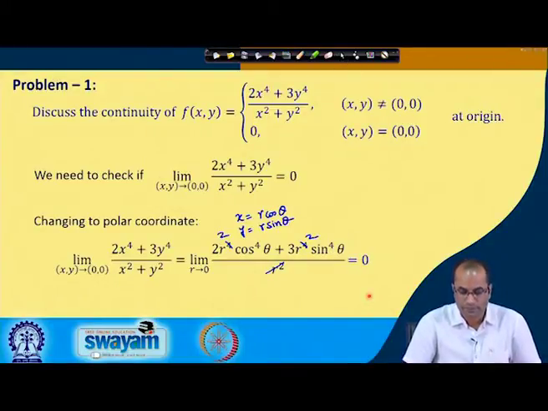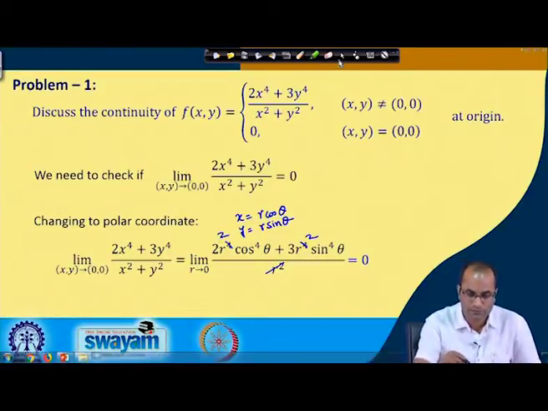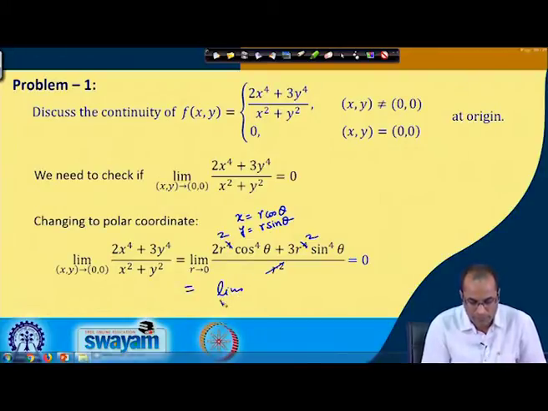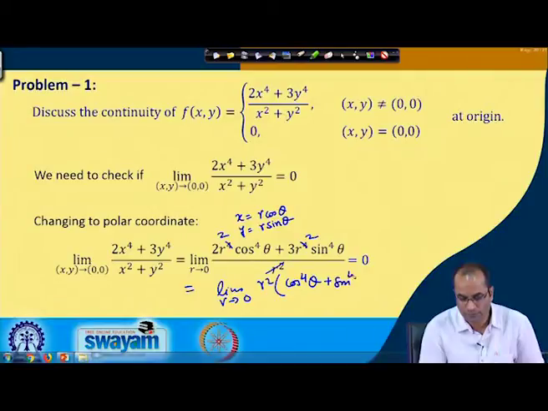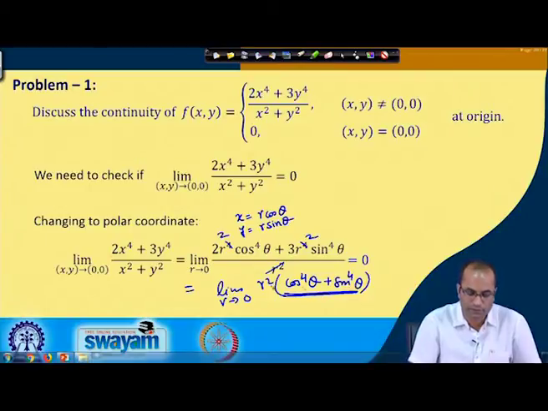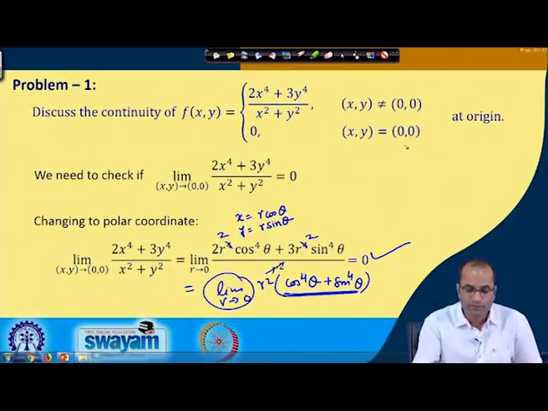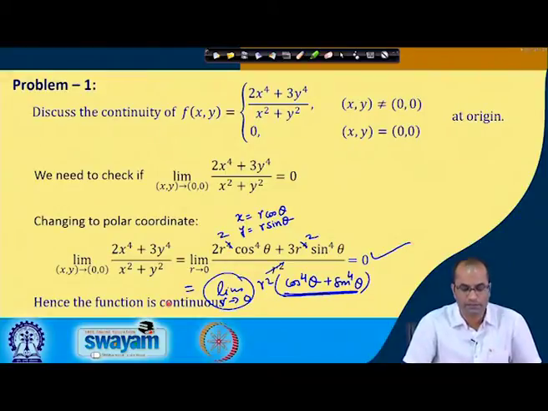So, this will become the limit as r goes to 0 of r square times cos 4 theta plus sin 4 theta, and since cos 4 theta plus sin 4 theta is a bounded function, when r goes to 0, this limit will be 0, and the function value at 0 0 is also 0. So, the function is continuous.